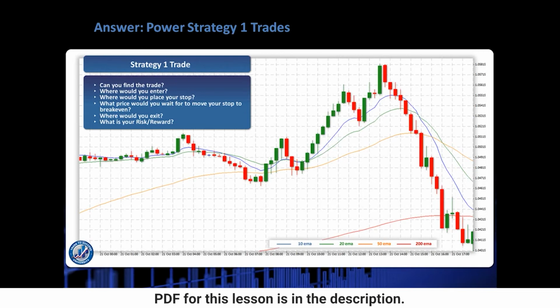So the trade that is going to be looked at here is this ABCD here. So we've got a nice ABCD. AB is equal to CD. And here we've got a long trade.